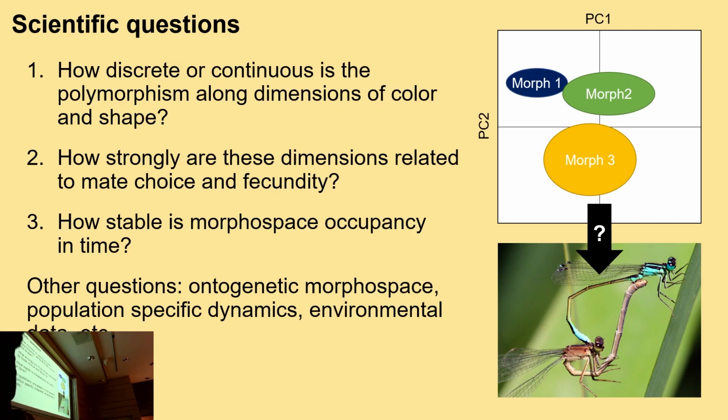On the one hand, how discrete or continuous is this polymorphism along dimensions of color, but also shape? We have observed that there is some covariance between shape and color traits. And then asking how strongly are these dimensions of variation related to mate choice, mating success, and fecundity, and then how stable, in comparison to these frequencies, how stable is the morphospace occupancy through time? And there are a whole range of other really interesting questions that I don't have time to get into today, like ontogenetic aspects or population-specific dynamics. So it's a really fascinating system.